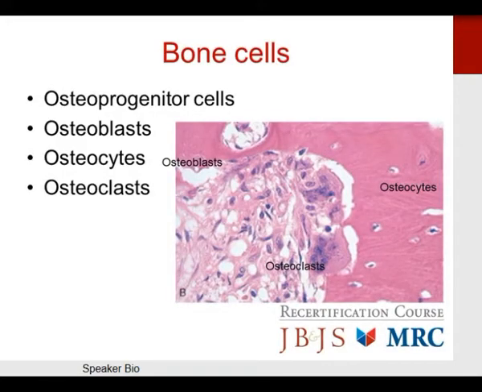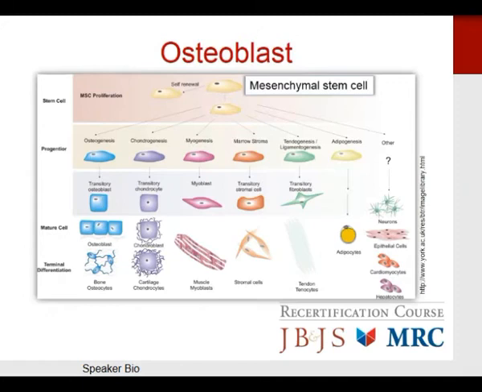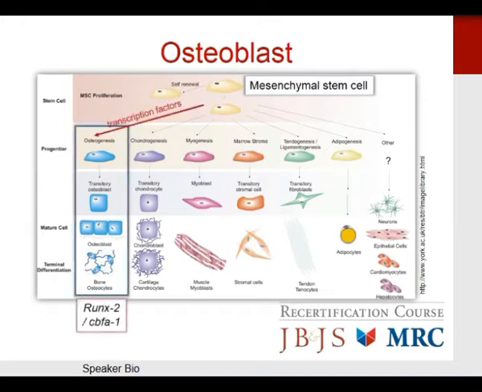So osteoblasts, the lineage from osteoblasts, they all come from mesenchymal stem cells. That's the lineage. These undergo a transcription growth factors will tell them basically to turn into osteoprogenitor cells, which will become osteoblasts. The important transcription factors here to remember are RUNX2 and CBFA1.